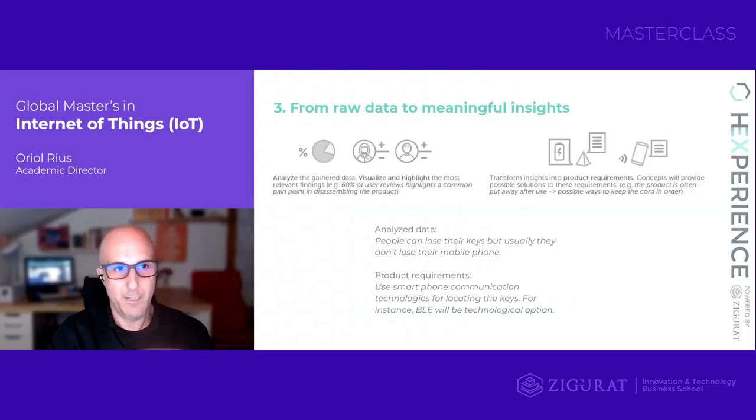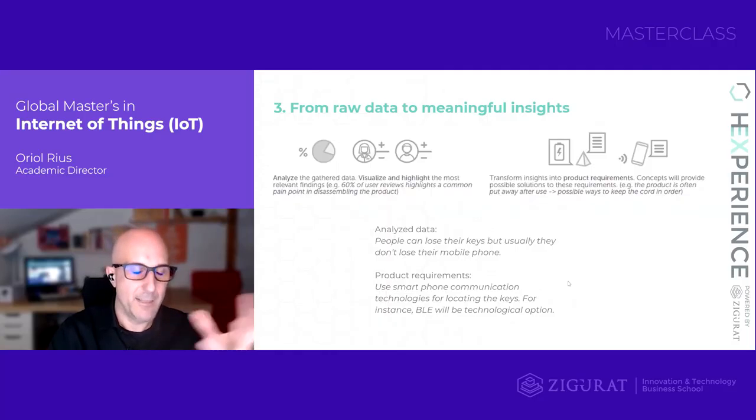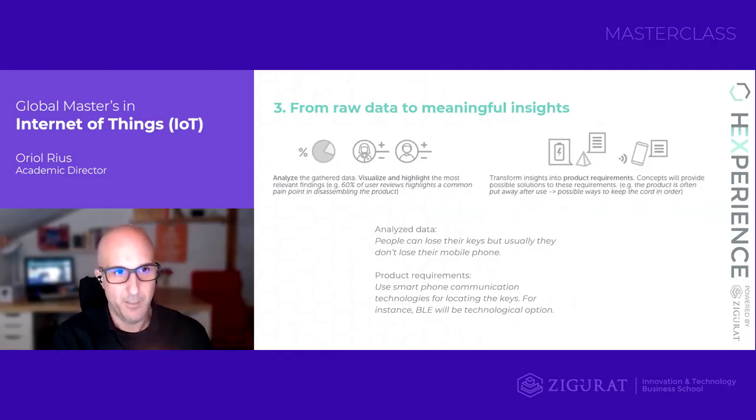But what would be the product requirement from that analyzed data, from that insight that we can get with a proof of concept? It could be to use smartphone communication technologies for locating the keys. For instance, you can use Bluetooth Low Energy for locating your keys. This is something that you can do thanks to the process.